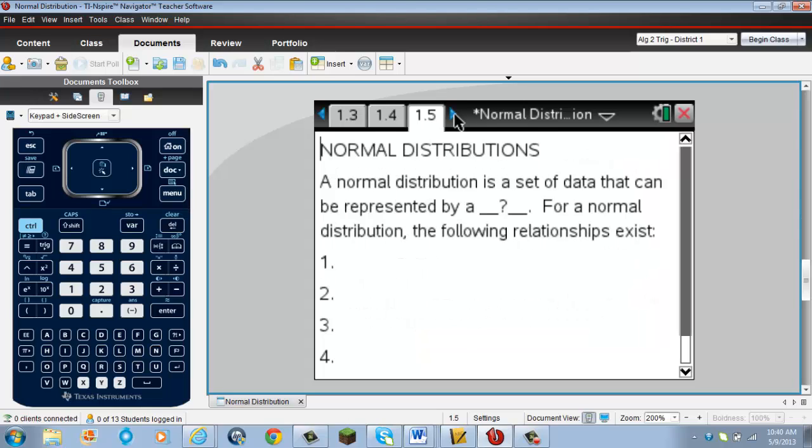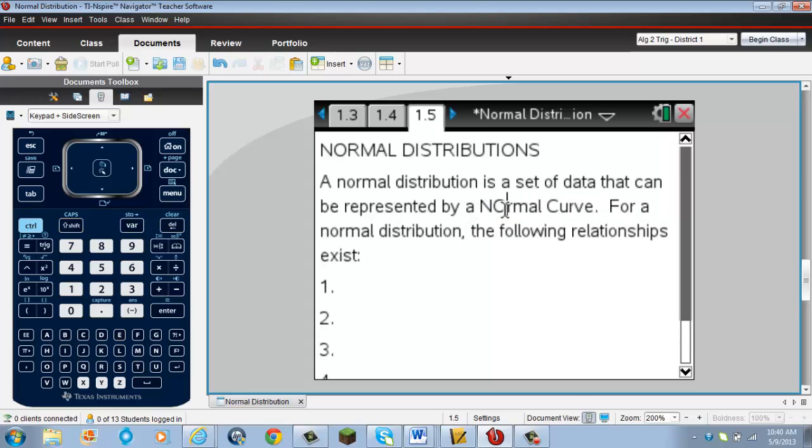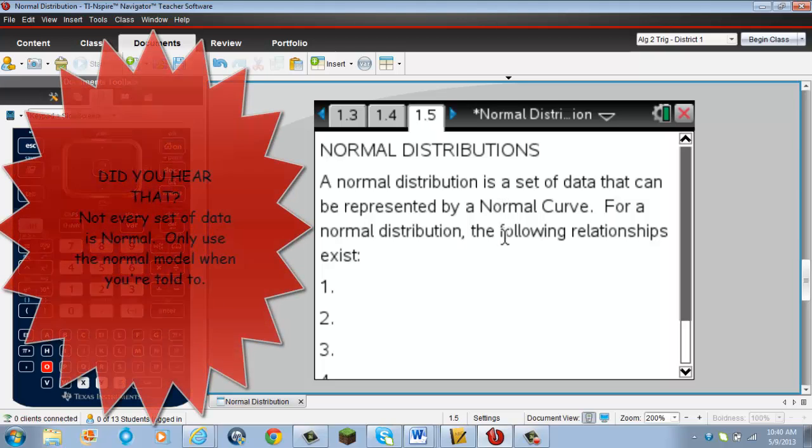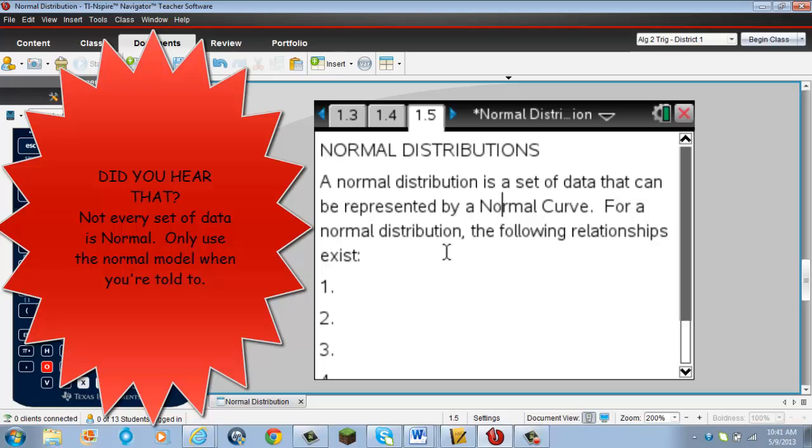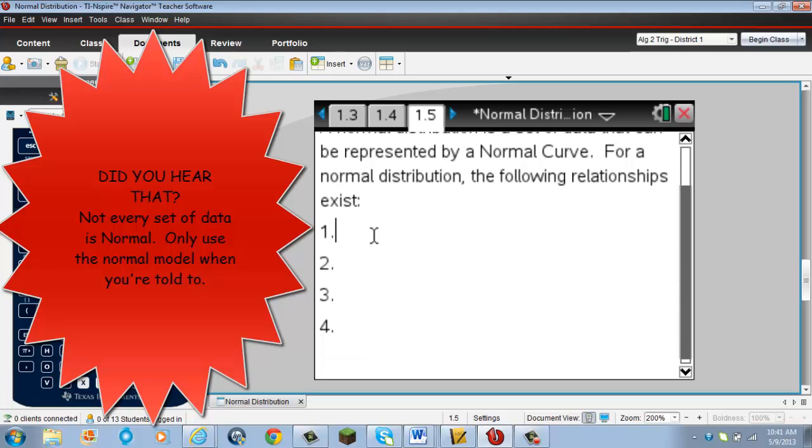Okay, on page 1-5, a normal distribution is a set of data that can be represented by a normal curve. Not every set of data is normal, but many are, and those special ones are what we're going to talk about today. When we have a normal distribution, the following relationships exist. First of all, both the mean and the median are in the middle.